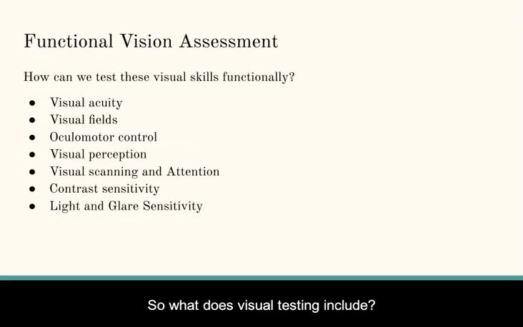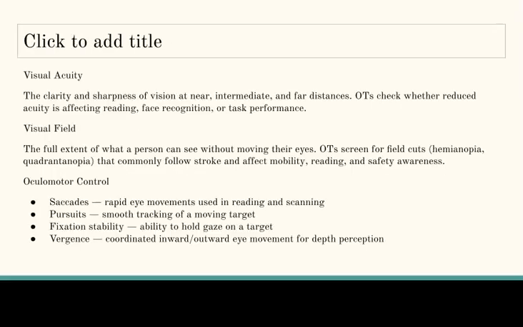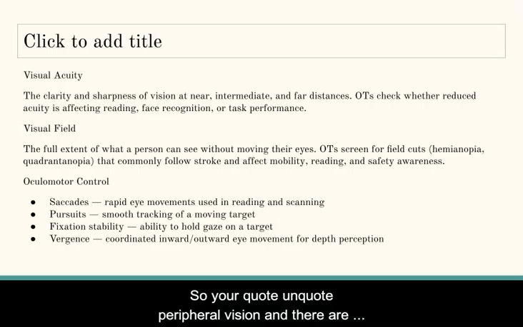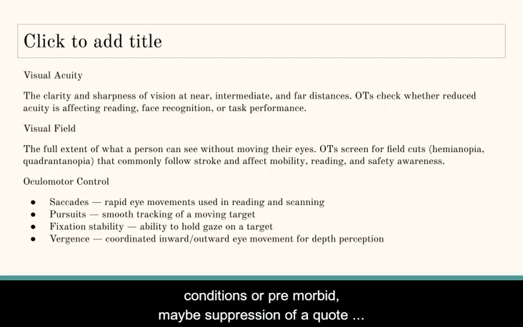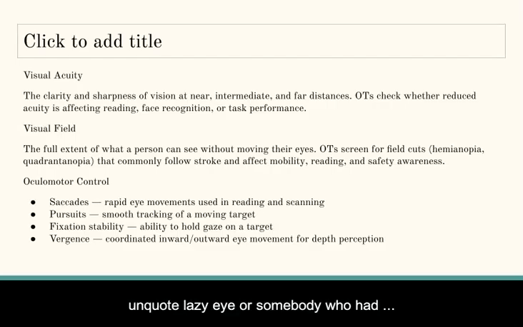So what does visual testing include? Visual acuity, so the clarity, sharpness of vision at near, far. Visual field, the full extent of what a person can see without moving their eyes, so your quote-unquote peripheral vision. And there are some complications following stroke or other neurological conditions, or premorbid, maybe suppression of a quote-unquote lazy eye, or somebody who had strabismus as a young child.